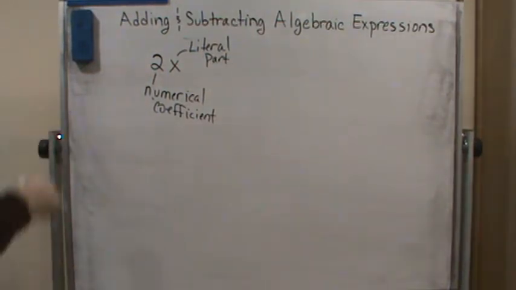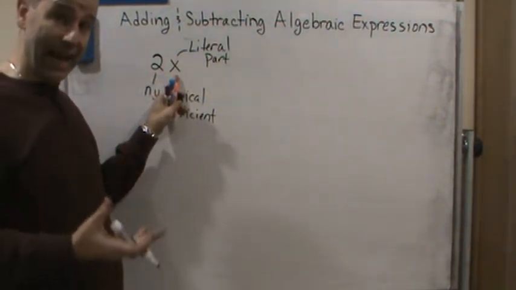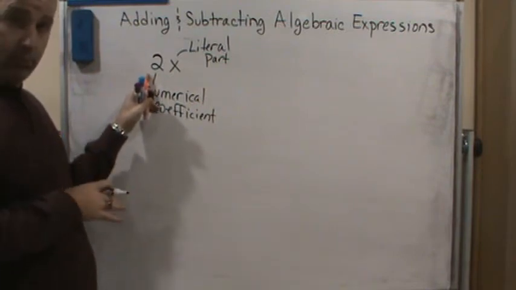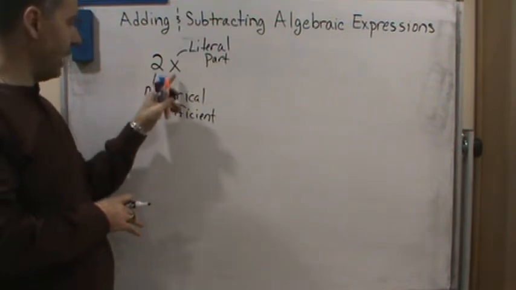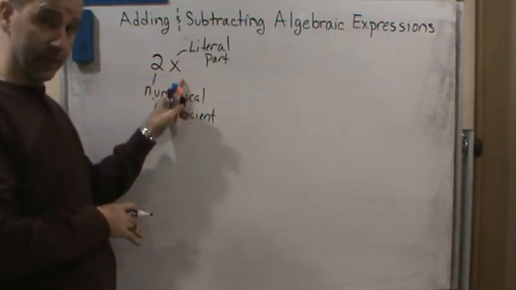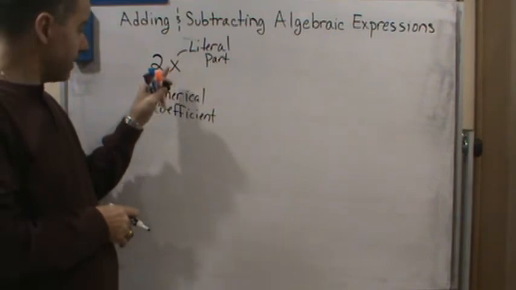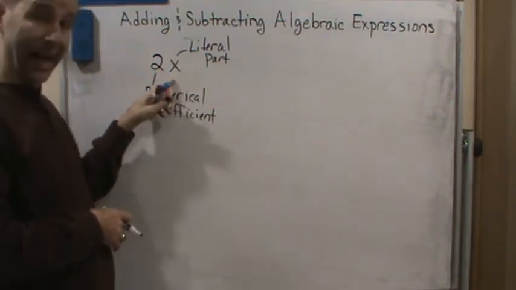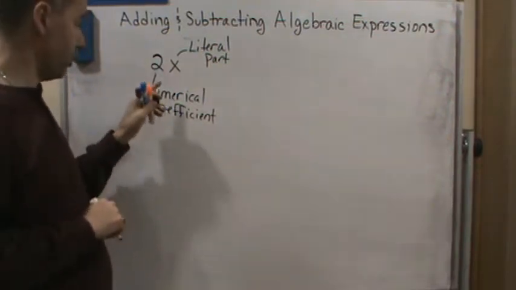Now, the literal part tells you what type of term. The numerical part is just telling you how many of these you have. How many x's do you have here? This is saying you have two x's, 2 times x, so you have two groups of x. We don't know what x is, but it's telling us that we have 2 of them. So this is what's telling you what kind of term you have, I'm using it loosely.